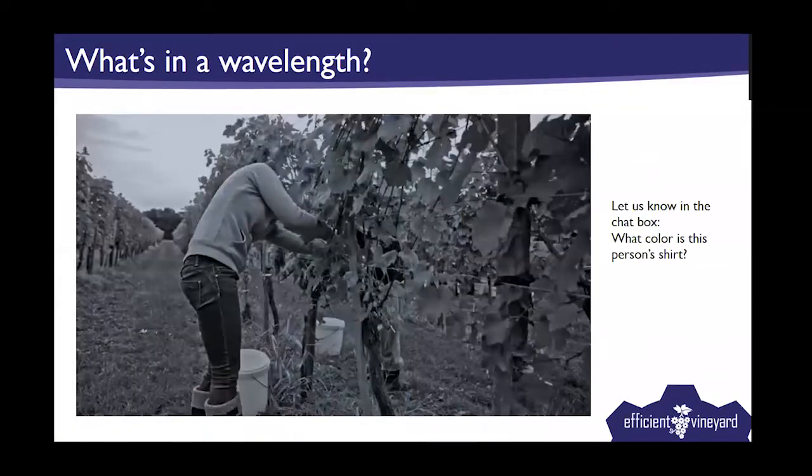So just to drive that point home, in the chat box, I would like to ask everyone what color this person's shirt is. Can anyone give me that information?